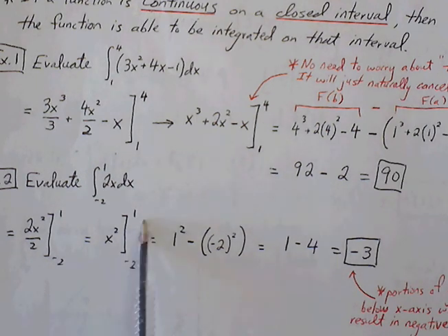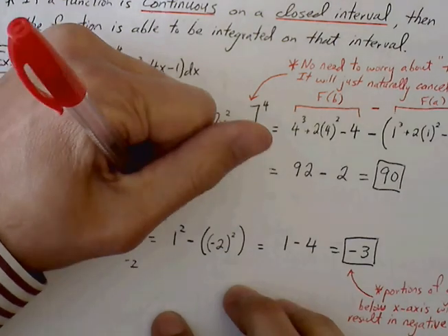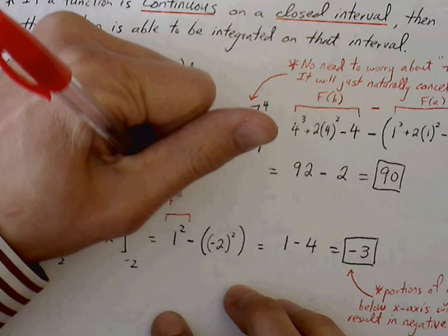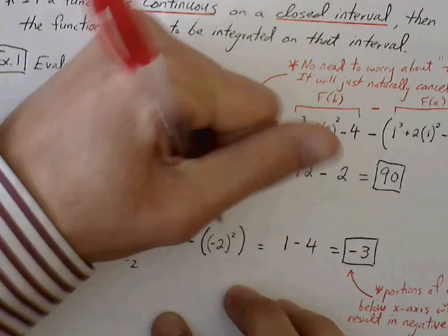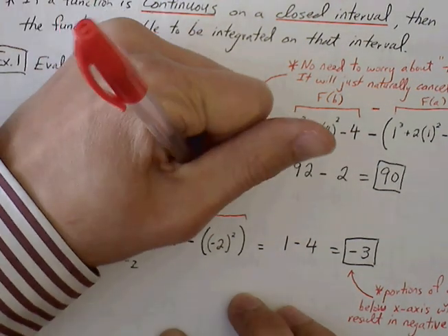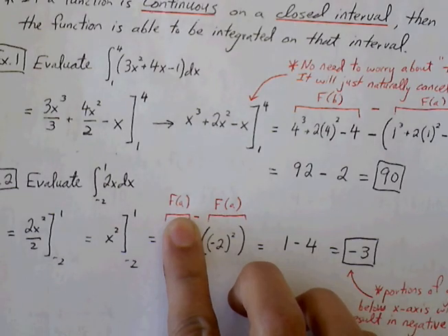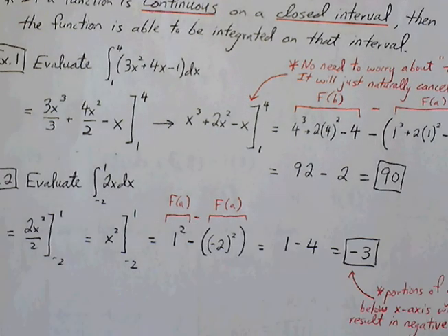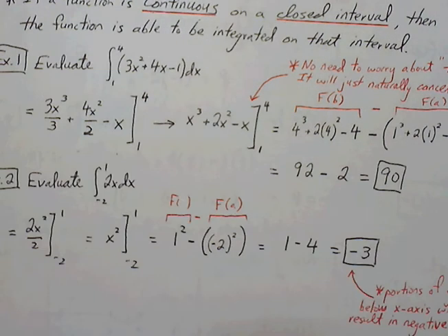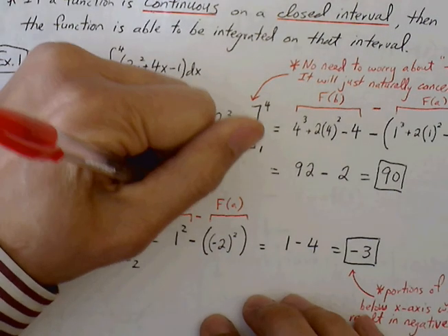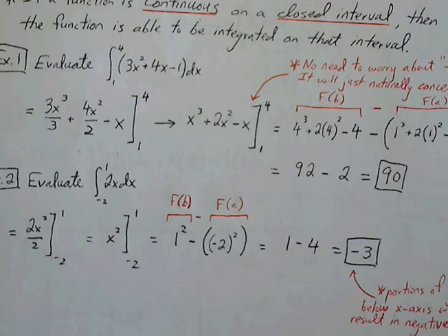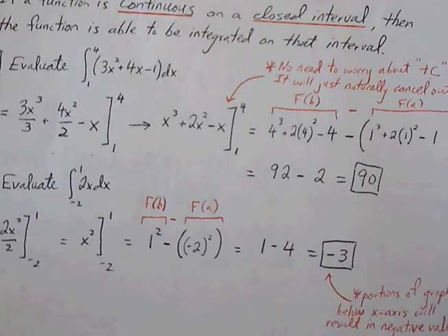Plug the upper bound first, so we get 1 squared, minus, now we plug the lower bound in, -2 quantity squared. So again, this portion represents f of b, minus, and then this portion represents f of a. Okay. And we get 1 minus 4, which is -3.